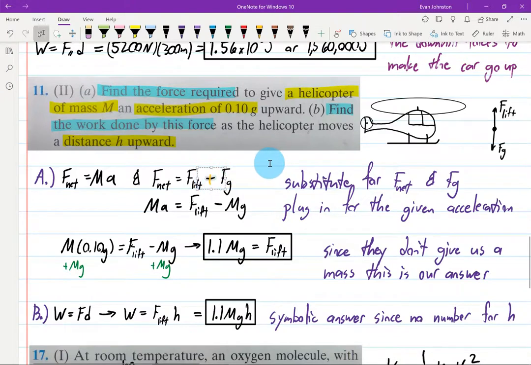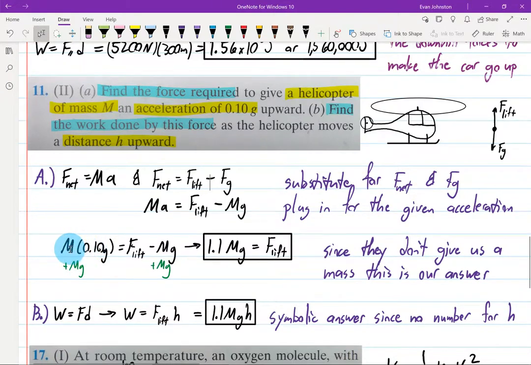So with that as what we have now, we can plug in ma for the net force because F net is ma. We can plug in m times g for the force of gravity. So that's all I've done. We also were given an a value. We were told a is 0.10 g. So I rewrote this again with now just 0.10 g.